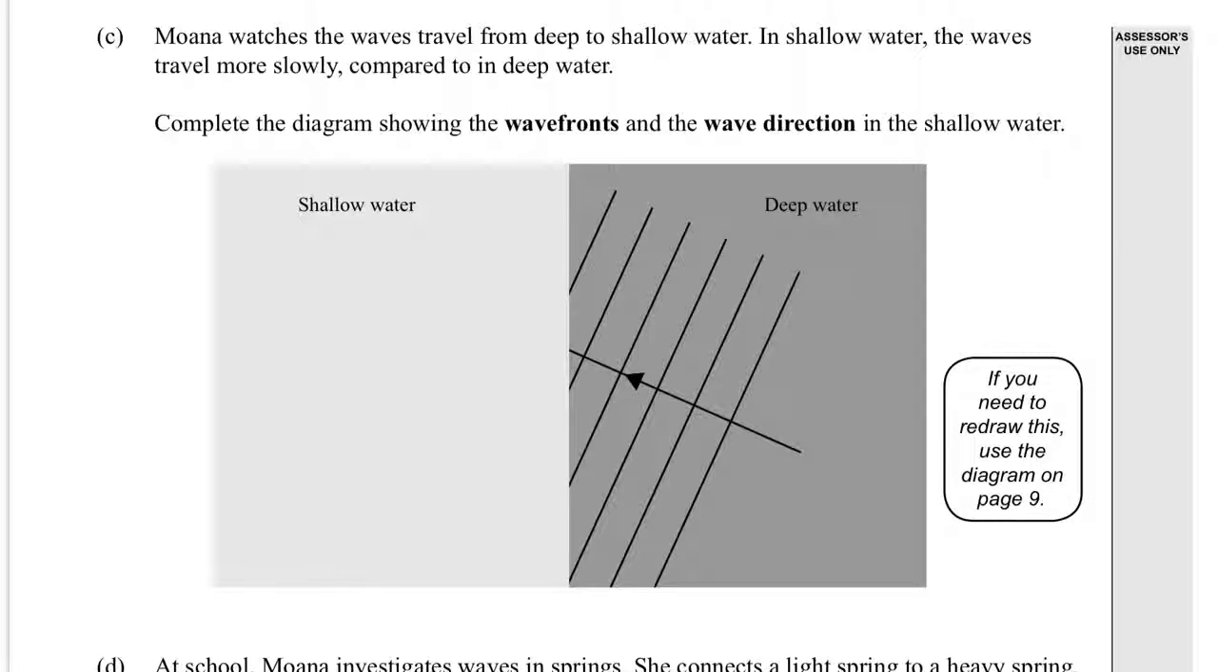C. Moana watches the waves travel from deep to shallow water. Okay, so from deep to shallow water, that's right to left in this case. You can see the arrows going that way. I always think left to right. So when they're going right to left, they're trying to trick you just a little bit. Complete the diagram showing the wave fronts and the wave direction in the shallow water.